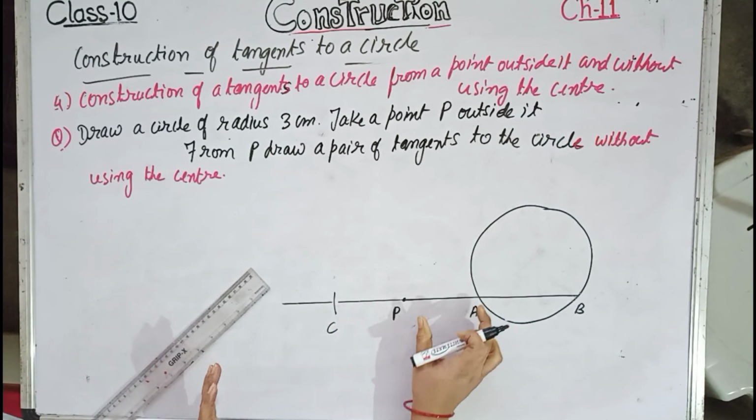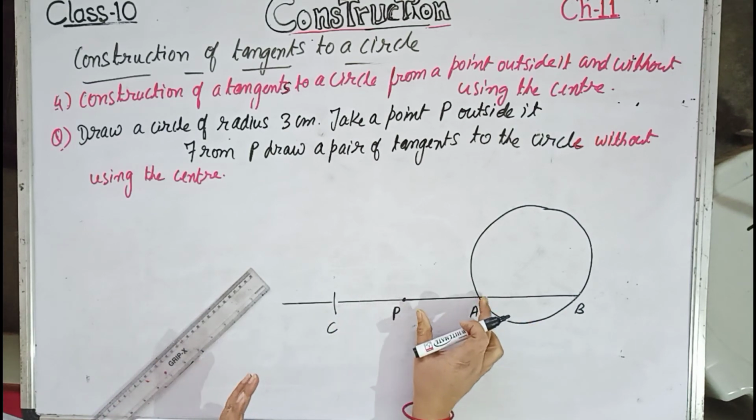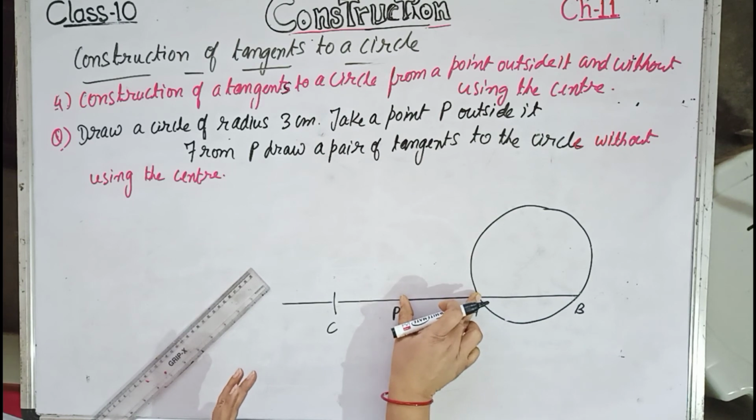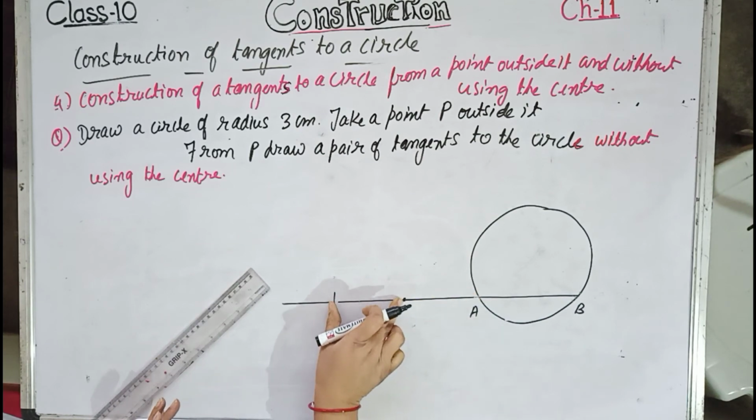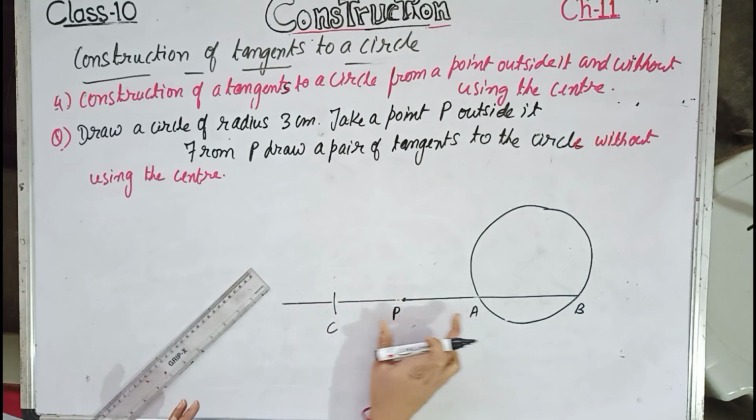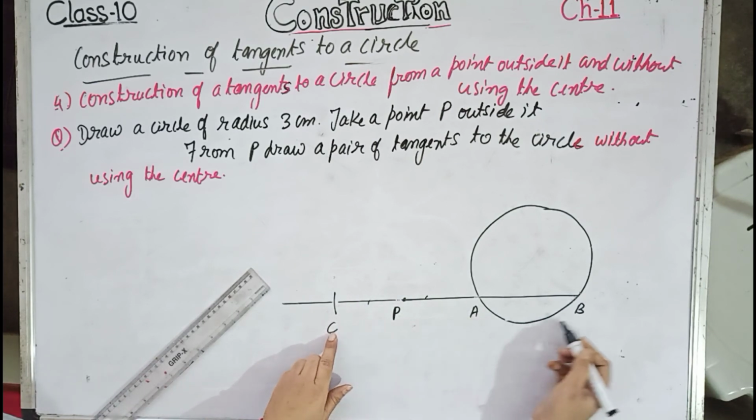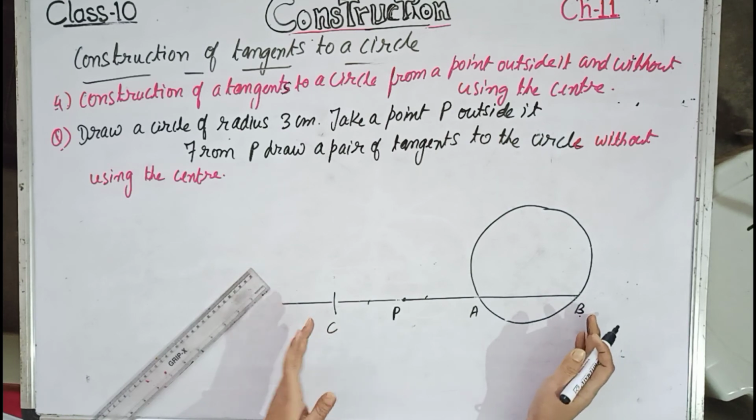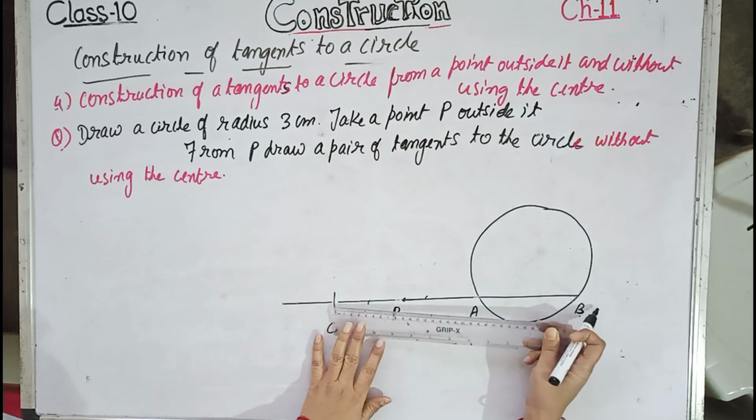So what we have done: we have taken our compass, and from the point A I have measured this length AP, and from the point P I have cut this arc PC, so that AP is equal to PC. Means P is the midpoint of AC. Okay. Now draw the perpendicular bisector of BC, this whole length BC.